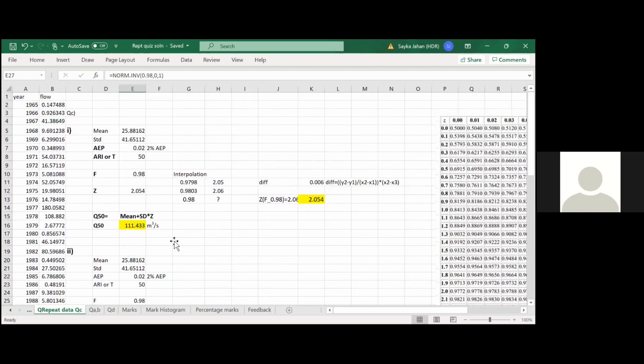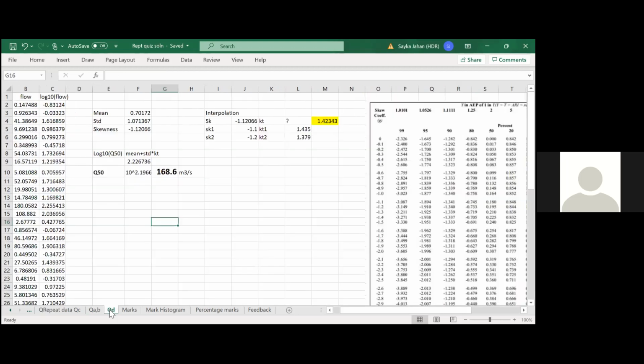For number D, we first have to transform the rainfall values into a log distribution, because we were supposed to do the LP3 distribution. So this is the log normal distribution, log 10 distribution. Here we got the mean from the log 10 values and the standard deviation. Then we got the skewness here. From that skewness value, we did the interpolation.